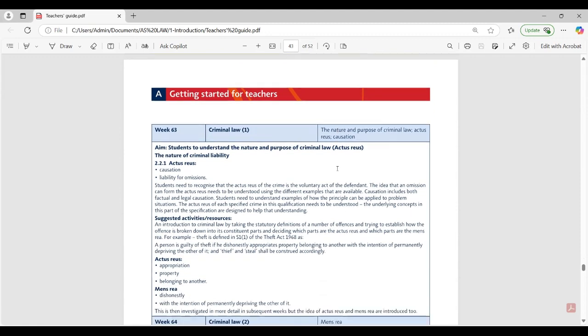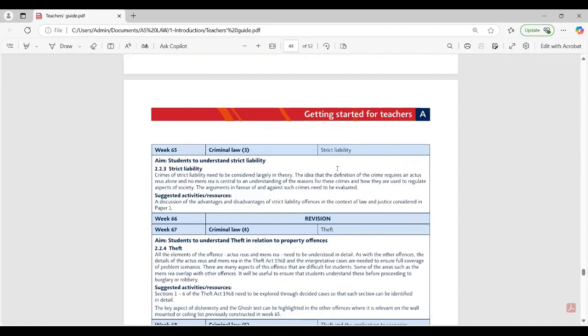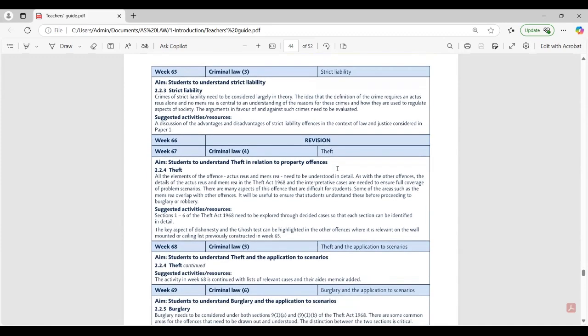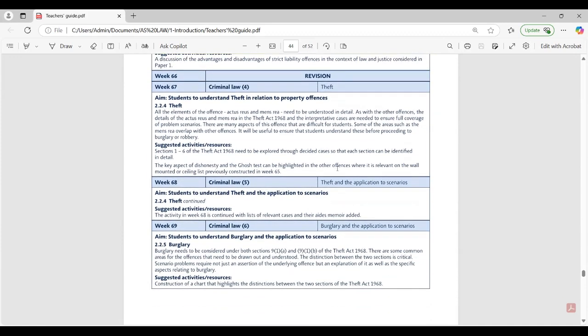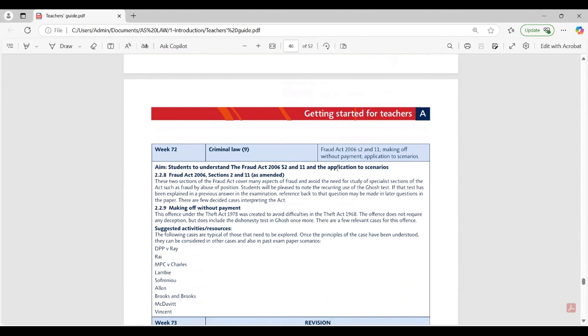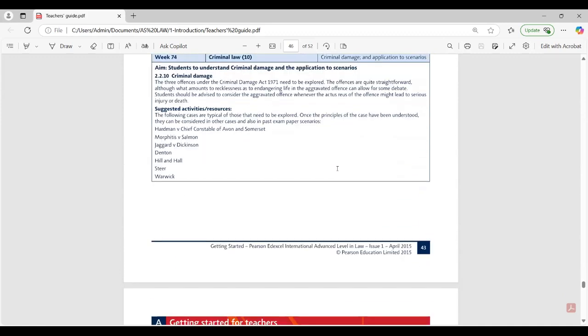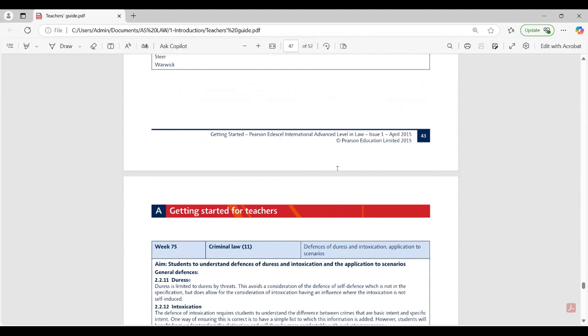And moving on under criminal law, which is the last area for paper 2, you have to learn the basic principles of criminal law like actus reus, mens rea, causation, and the liability for omissions. And after that, we have several property offenses such as theft, robbery, burglary, and blackmail, followed by fraud. Fraud also, there are two sections, section 2 and section 11. And making off without payment, it's an offense under the Theft Act 1978. And finally, criminal damage. Those are the offenses that you're going to learn.